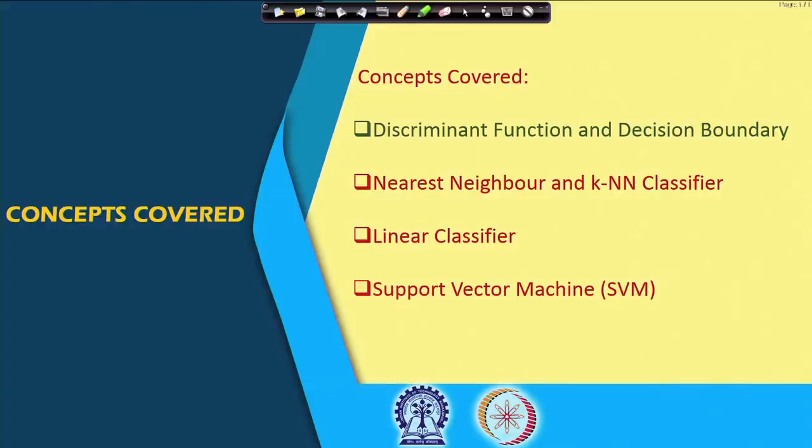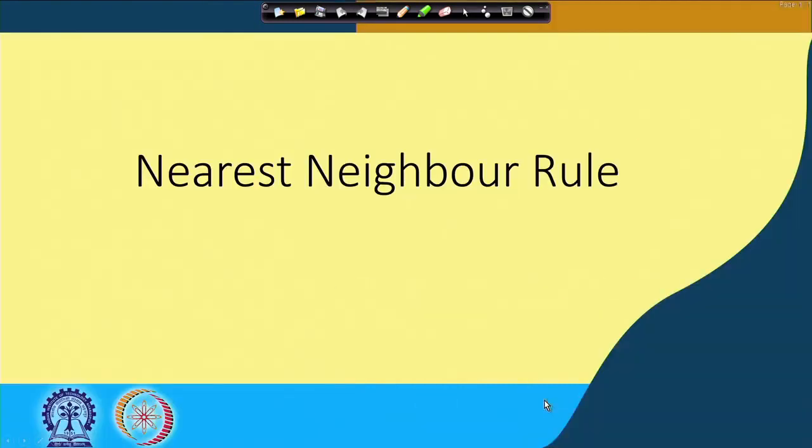Now, today we will talk about the linear classifier and we will also talk about the support vector machine. Before that, we will briefly touch upon two other types of classifiers, which are the nearest neighbor classifier and the k nearest neighbor or KNN classifier. So, let us first talk about what the nearest neighbor classifier or nearest neighbor rule is.